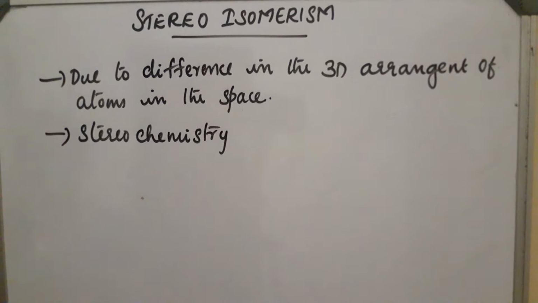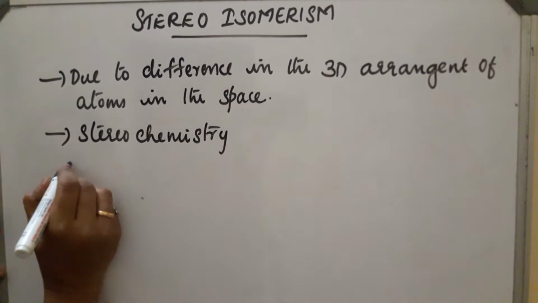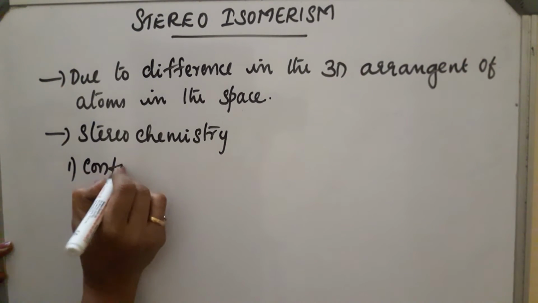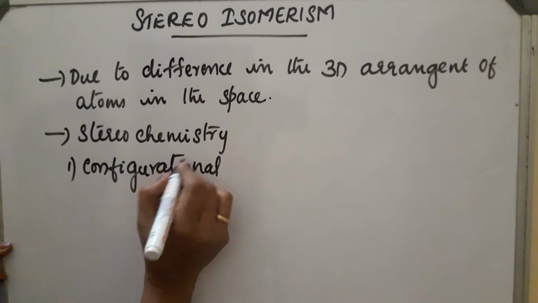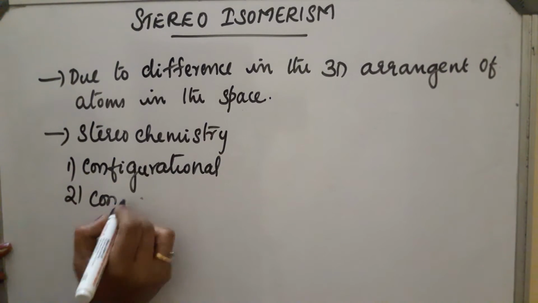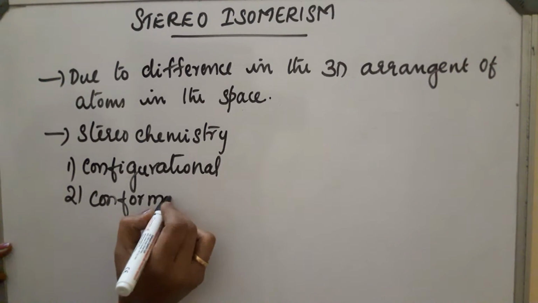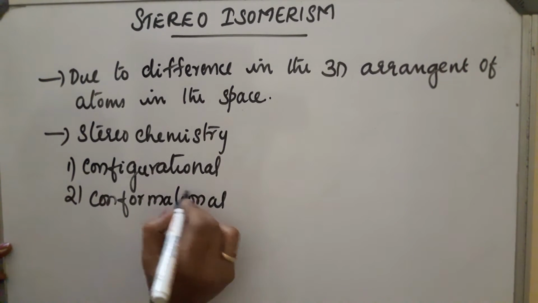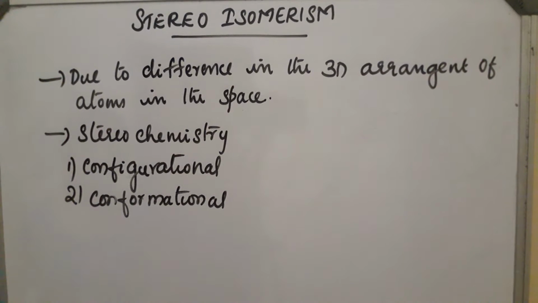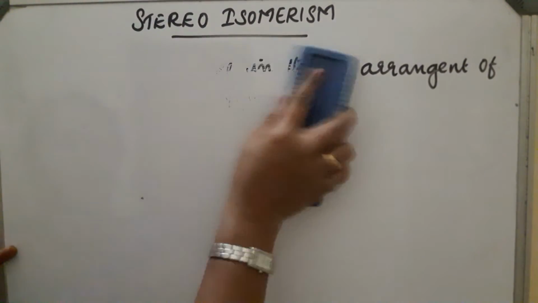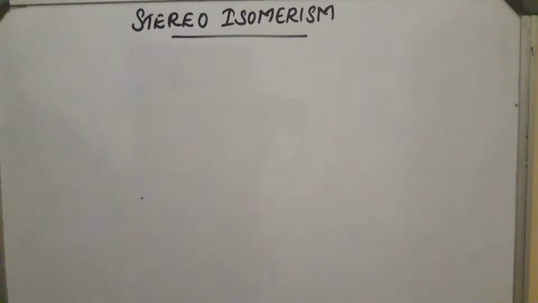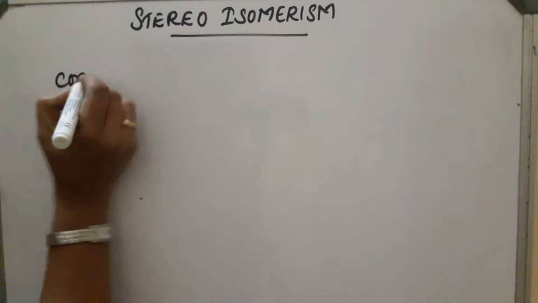This stereoisomerism is again divided into two. First one is configurational isomerism, and second one is conformational isomerism. Here we are talking about configurational isomerism. Conformational isomerism we will discuss in the next session. So first one is configurational isomerism. What do you mean by configurational isomerism?